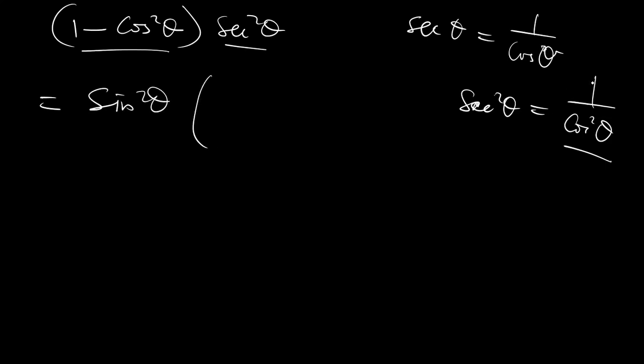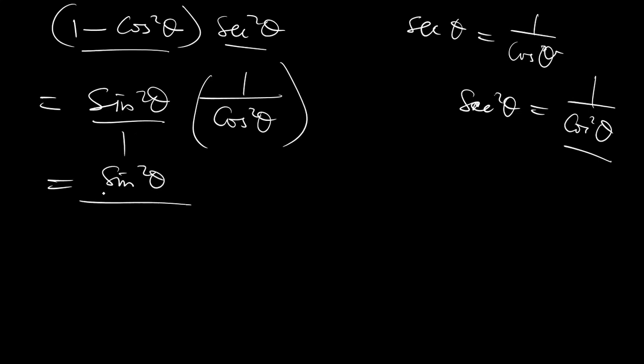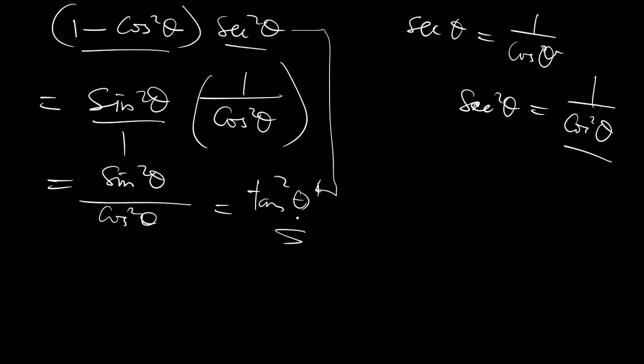This is a trigonometric identity. So you have sine square theta times 1 all over cos square theta. Sine square theta times 1 gives sine square theta, and 1 times cos square theta gives cos square theta. So this is the same thing as tan square theta. So tan square theta is the simple expression for that particular problem. And this is question C. Now let's go over to question D.